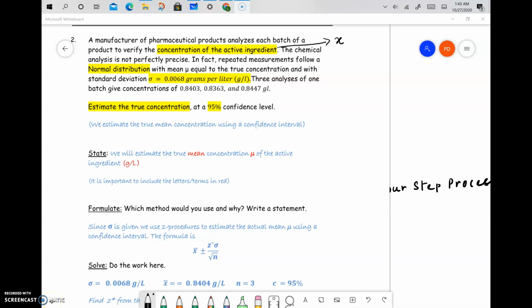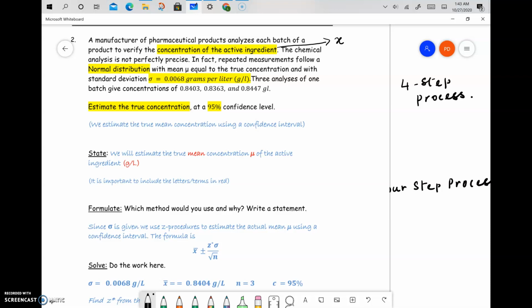So here we'll go over the four-step process of problem solving. You'll see this a lot in questions. In our textbook, it says use the four-step process. What do we mean by the four-step process? So let's quickly read this problem.